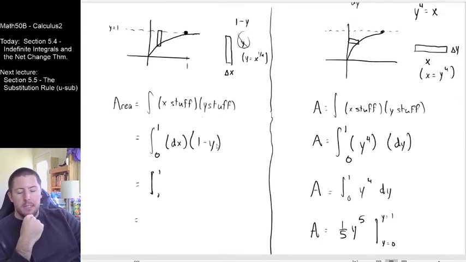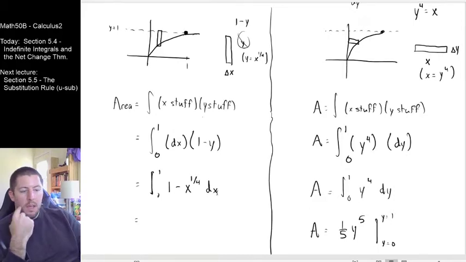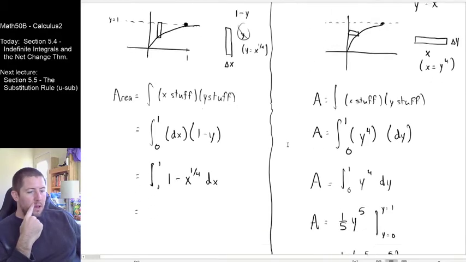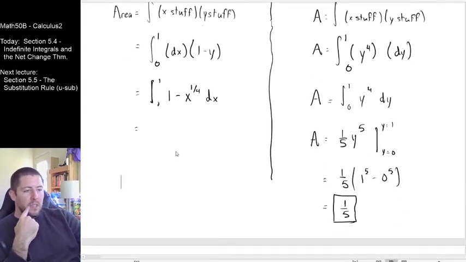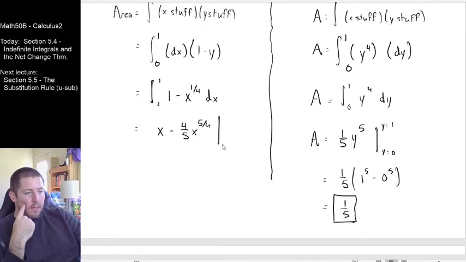Now I can stop and say, and what was y? Oh, it's x to the 1/4. I can do that. So it now looks like what I'm really interested in here is 1 minus x to the 1/4 dx. X values are still going from 0 to 1. Now when I integrate, the integral of 1 will give me x. The integral of x to the 1/4 will give me, again, it's going to become 5/4. So I need the 4/5 out front, x to the 5/4. And we are evaluating this from x equals 0 to x equals 1.